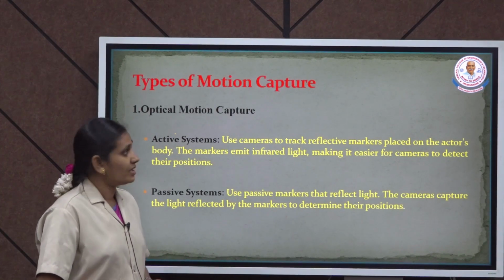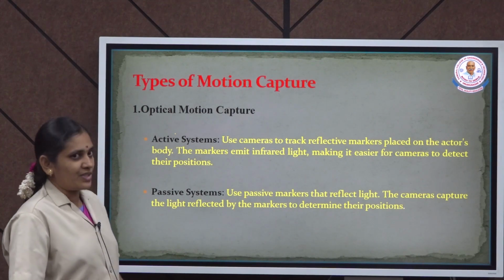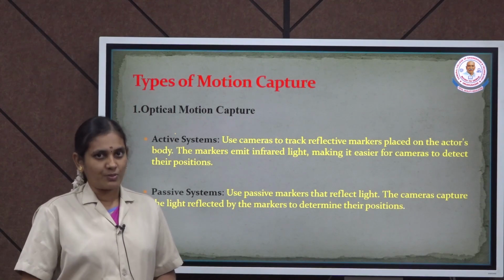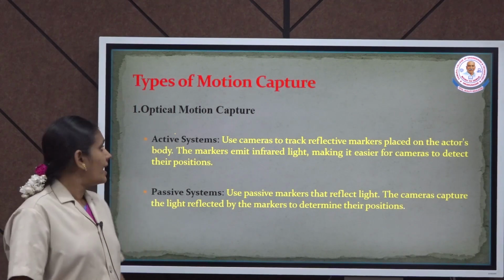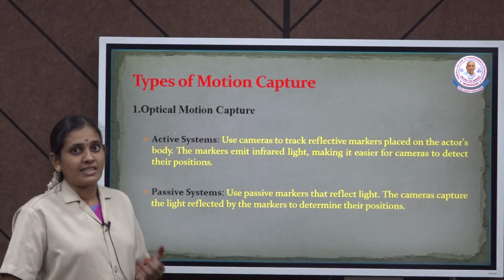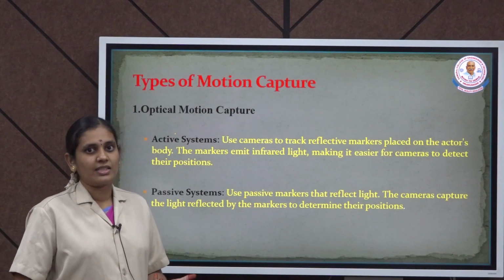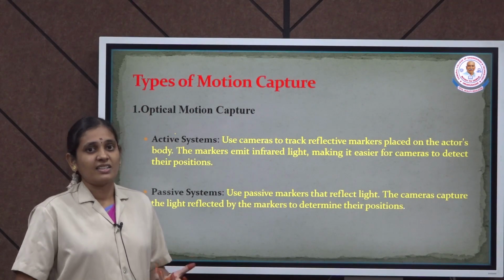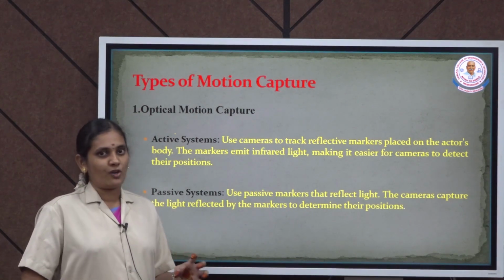Types of motion capture. Optical motion capture. Optical motion capture mainly uses reflective markers for capturing the movement of the object. Here we have two types: active system and passive system. In the active system, the marker itself emits the infrared light. Based on that light, the camera tracks the movement of the object.